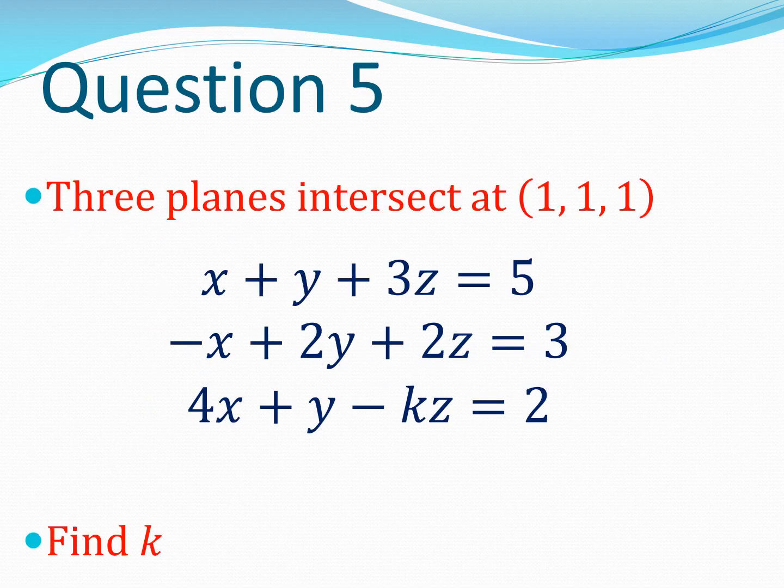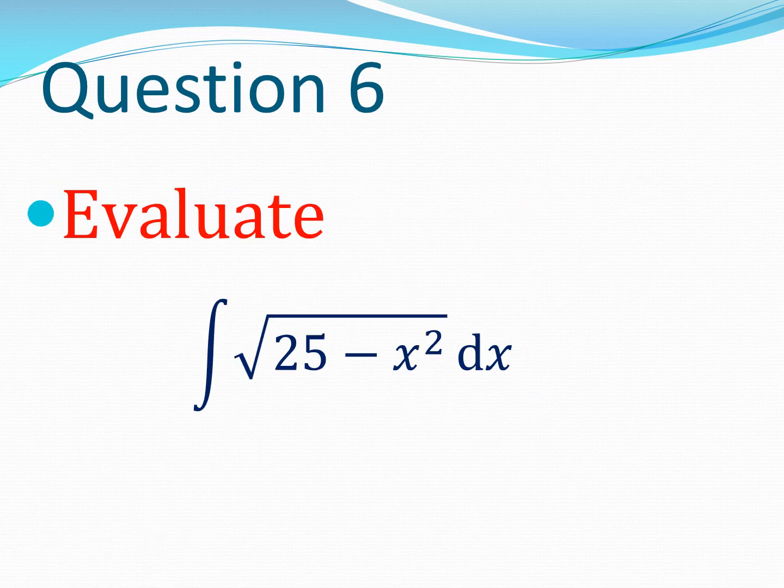Question 5 gives you three planes and it's told that these planes intersect at a certain point and you have to find the value of k, which is given here. So this of course is a three-dimensional problem in coordinate geometry. You have x, y, z or x, y, z depending on what you like more. Question number 6 asks you to find this indefinite integral, which is root of 25 minus x squared dx.